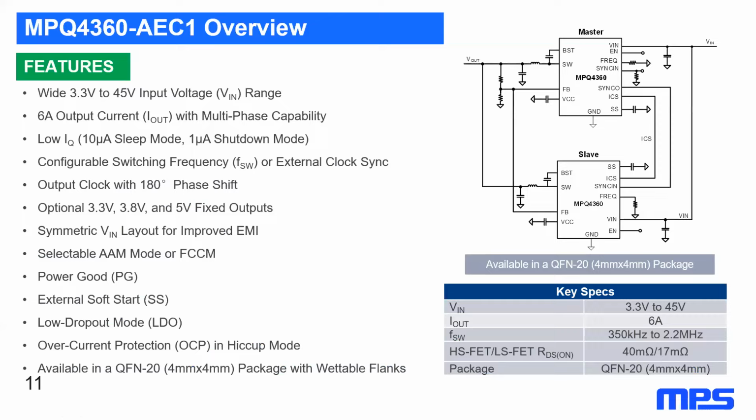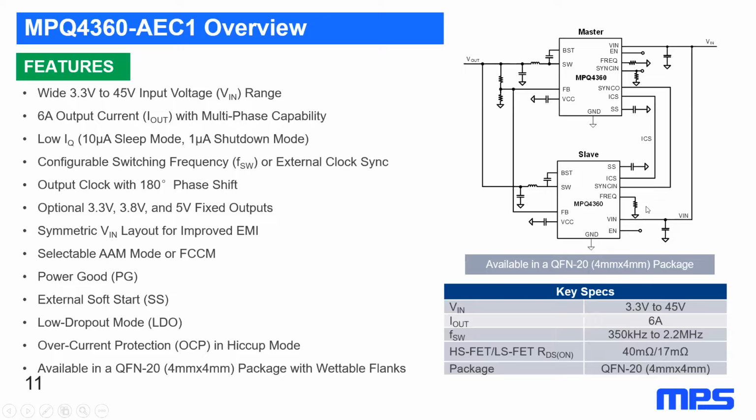So a brief introduction on this part. This is a buck converter that can operate from 3.3 volts to 45 volts input range. So it is perfect for our application. It can deliver 6 amps with multi-phase capability, so we can parallel as many of them as we need for the application. And it has a low IQ of about 10 microamps. This is perfect when being powered from the car battery. And it has other features that are very useful for the application.